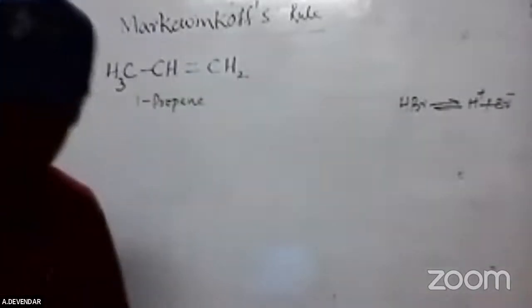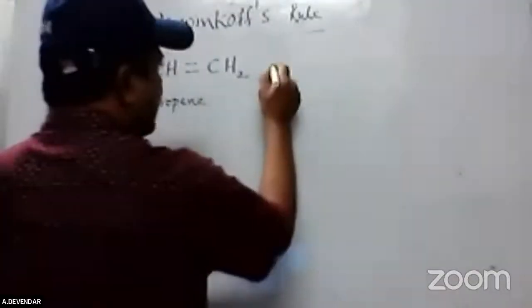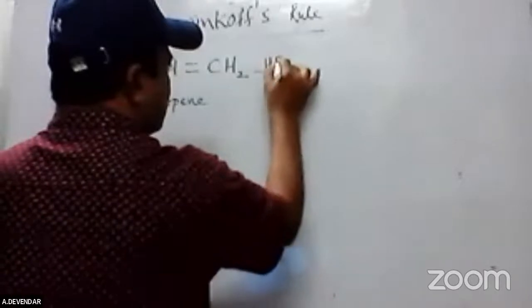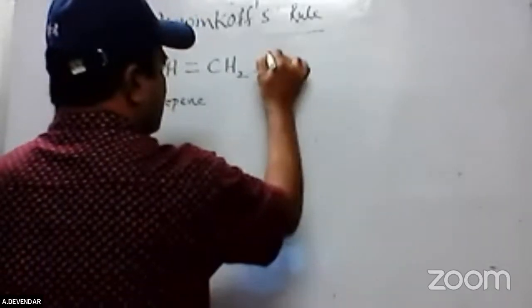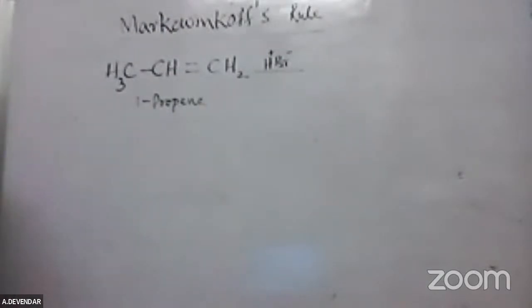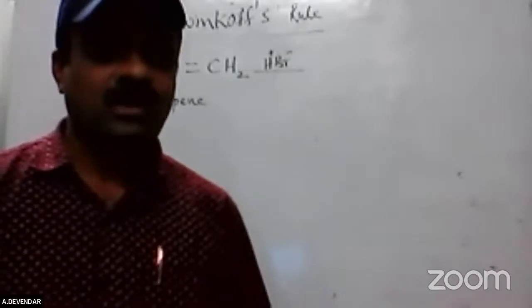Now, what is taken here? We are using HBr. In this HBr, there is H plus and bromide minus. So the unsaturated compound is reacted with the unsymmetrical molecule.